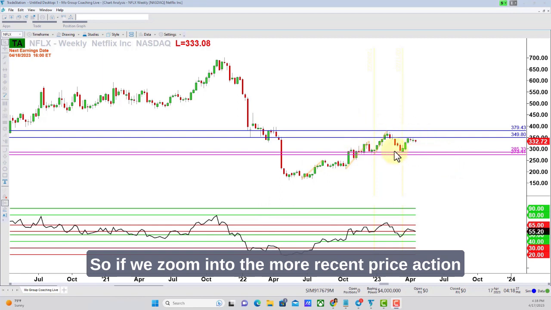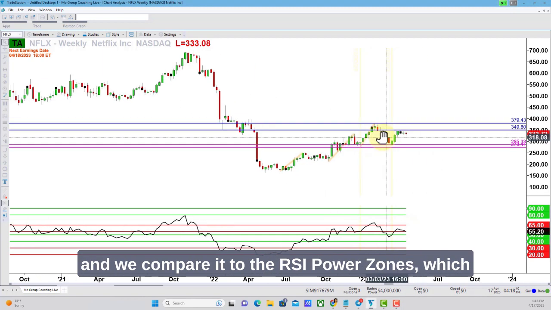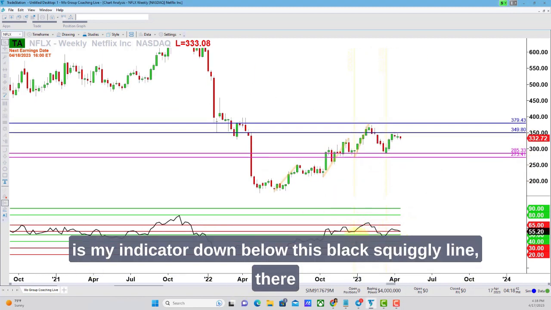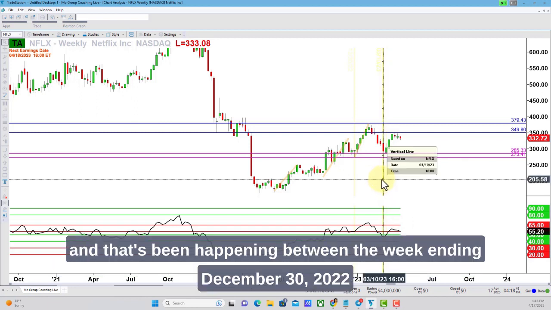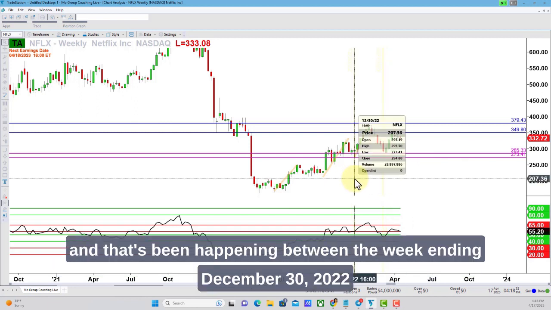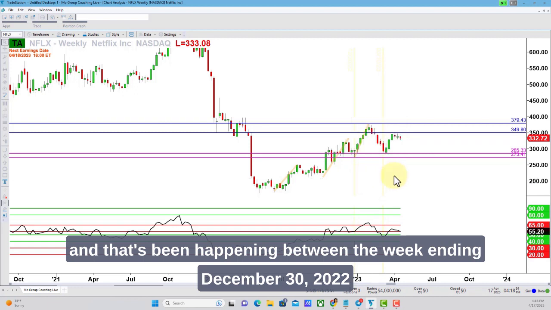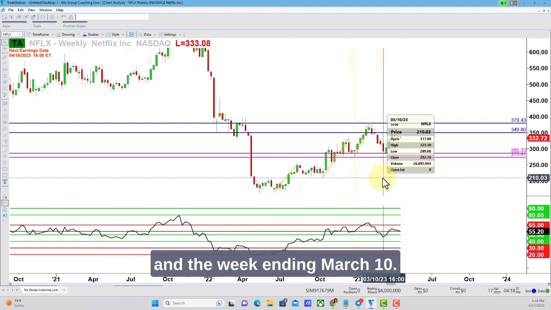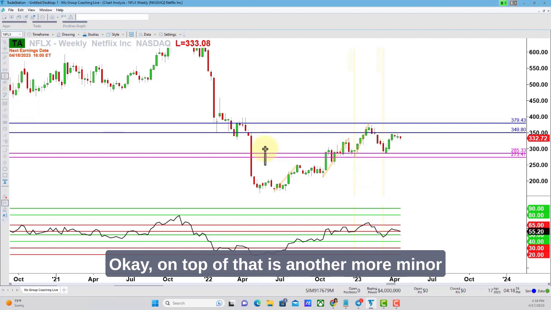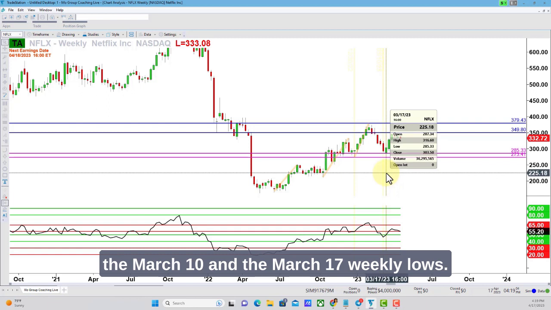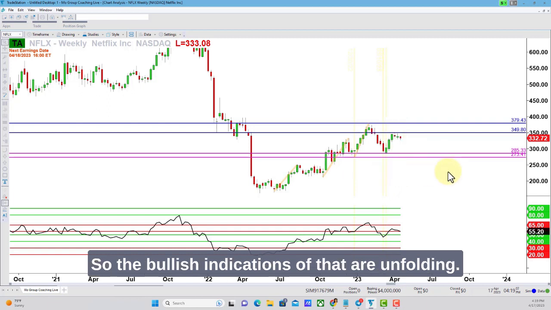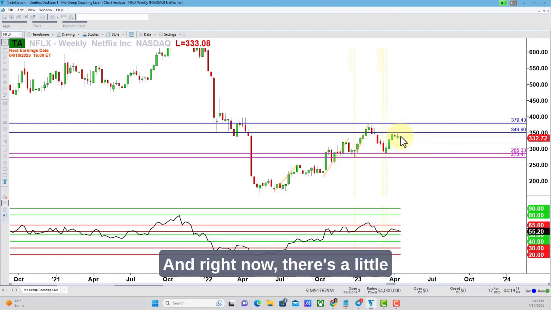So if we zoom into the more recent price action and we compare it to the RSI power zones, which is my indicator down below this black squiggly line, there is also a bullish pattern that's been unfolding on Netflix. And that's been happening between the week ending December 30th, 2022, and the week ending March 10th, okay? On top of that is another more minor pattern that's happening in, again, momentum between the March 10th and the March 17 weekly lows.